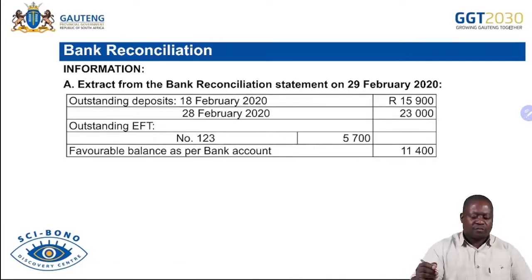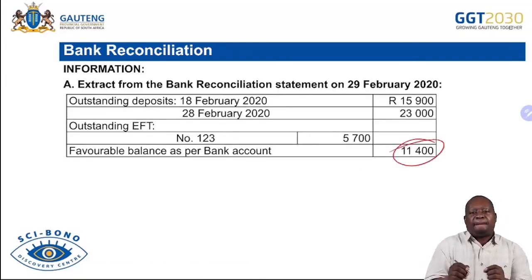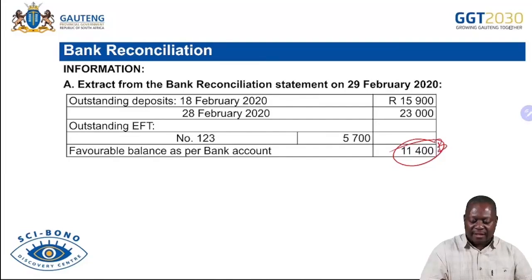So what are they saying here? We had outstanding deposits, 2 of them, 15,900 and 23,000, different dates. Please check that. We also had an outstanding EFT. And then there was a favorable balance as per bank account. Now, let's start with this one. This amount is a bank balance. When we are starting March, this was at the end of February. So when we are starting March, we are already starting with the bank balance. So this goes to the bank account.